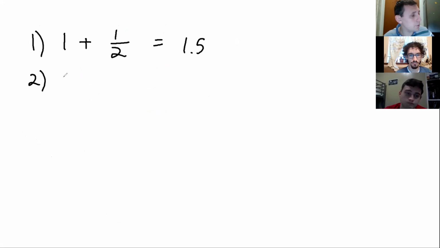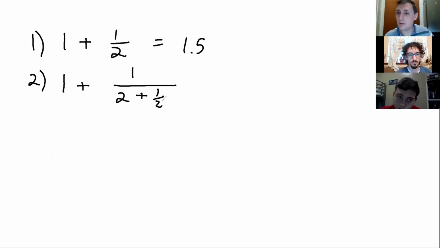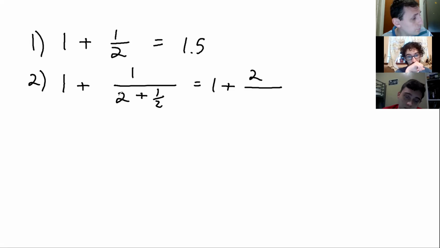Okay, my second approximation would be 1 plus, what do I do with this 1/2? I write 1 over 2 plus 1/2. Do you see what I do here, guys? I create this 1 over 2, 1 over 2, 1 over 2 thing. I take this 1/2, I put it here. And what do I get? I can multiply it by 2. It is 1 plus 2 over 4 plus 1 over 5. So it's 2 over 5.